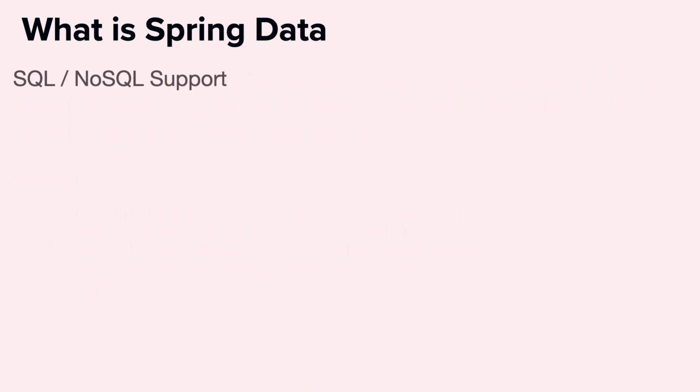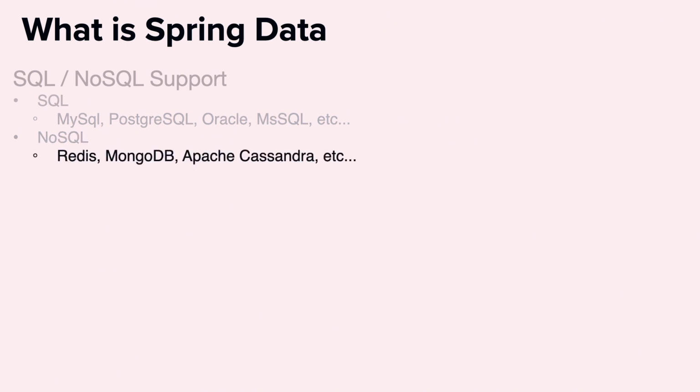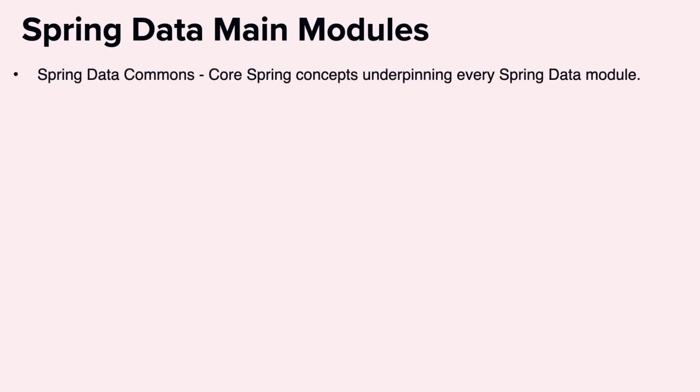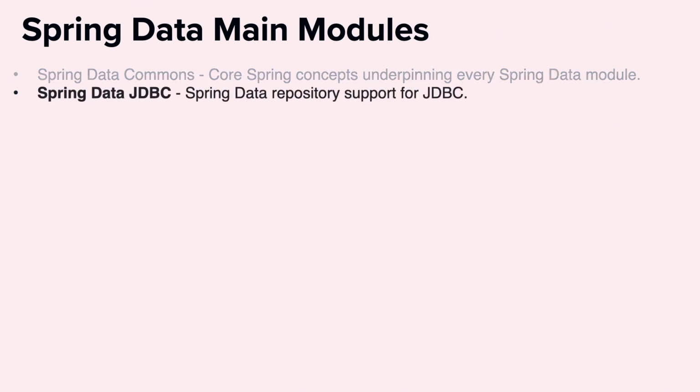So there are a bunch of different versions of this. So we have SQL support, whether it's MySQL, Postgres, Oracle, Microsoft SQL, and then NoSQL, things like Redis, Mongo, Apache Cassandra. And there are a bunch of different modules. So this is where it may get a little confusing. If you go to the Spring Data site, there's a list of all these modules, and it's like, wait, which one do I pick? Well, there's a Spring Data Commons, so this is where a lot of the common functionality is contained. And then there are different modules.